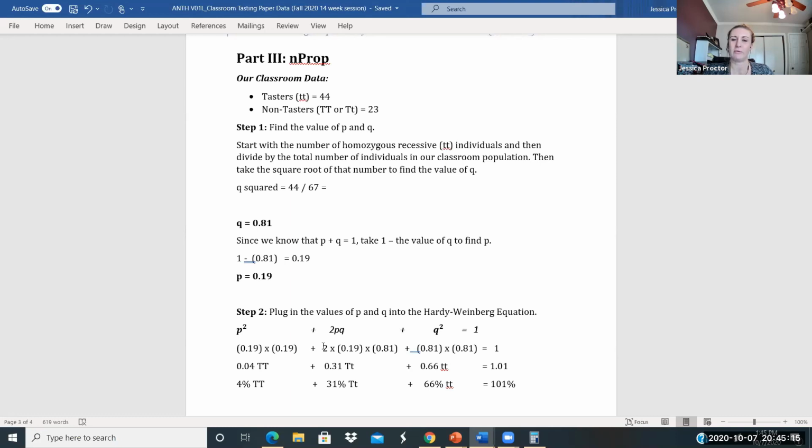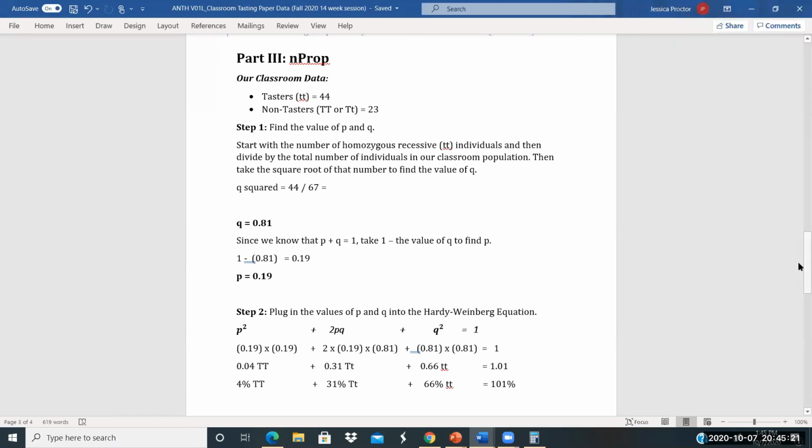So what do you guys think? You guys want another example, or is this making sense? I'm getting it so far. Does anybody want another example?